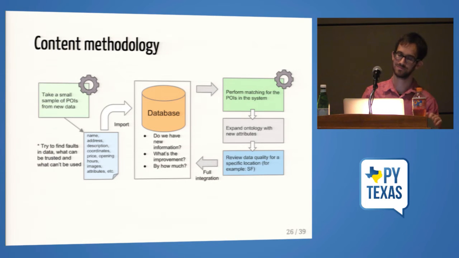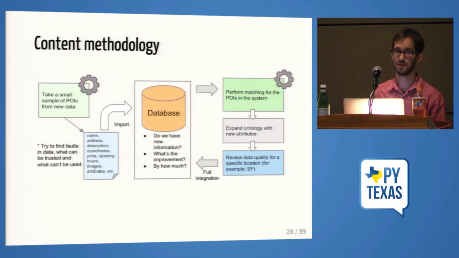Now, I want to focus on the first step. The first step in the content methodology is to take a small sample of POIs. And this is a very critical and important step because it will define how well you're going to integrate your data, obviously. So you need to take a very good sample of your points of interest. And you can get a better idea of how good the rest of the content is just by checking that small sample.